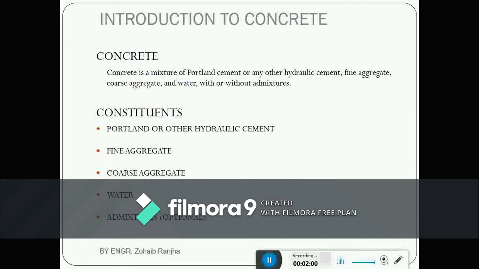Admixtures are optional and are used in the mixture of concrete. They enhance the properties of concrete, like increasing the initial setting time of concrete. Sometimes the concrete mixture has to travel from one place to another. If the distance is long, then we have to increase the final setting time of the concrete, maybe the initial also. In that case, admixtures with these special properties are used, and they are available in the market. So let's go next.